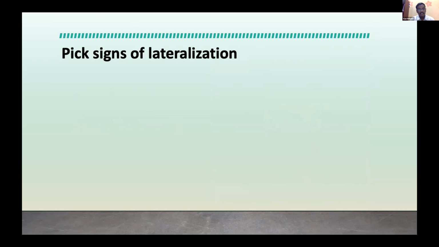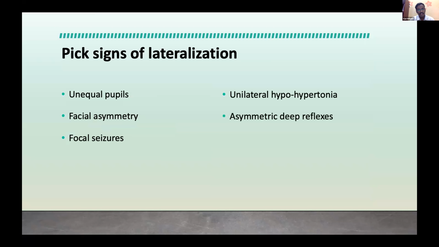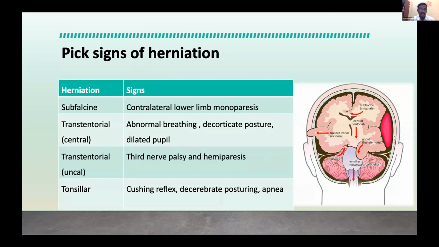As a clinician in the emergency, we need to pick up signs of lateralization, which may include unequal pupil, facial asymmetry, focal seizures, unilateral hypo or hypertonia, asymmetric deep tendon reflexes, and unilateral extensor plantar, which may localize or lateralize a lesion. What is more important is, since herniation syndromes require urgent management, whatever type of herniation, we need not understand that this sign is specific for this type. What we need to understand is that any child who presents with abnormal breathing, any abnormal posturing, be it decorticate or decerebrate, any third nerve palsy, and especially apnea, is having herniation syndrome, and we need to aggressively manage this child.